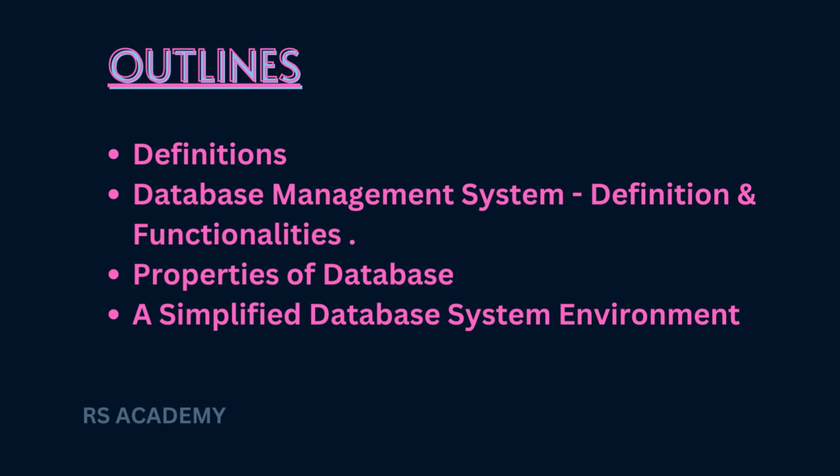So the first one we are going to see is the basic definitions or the basic terminologies that we need to know. Next, we will be looking into the definition and functionalities of database management system. And then we will be discussing the properties of database. Next, we will be briefly looking into an illustration of a simplified database system environment. And then finally, to understand database and its functionalities better, we will be looking into an example of a university database. So as we discussed, first we will be looking into the basic definitions in relation to DBMS.